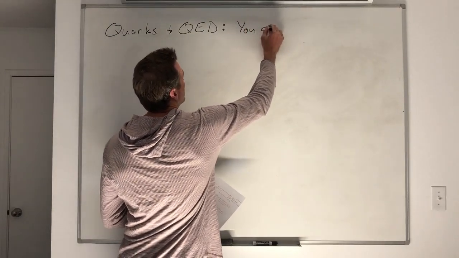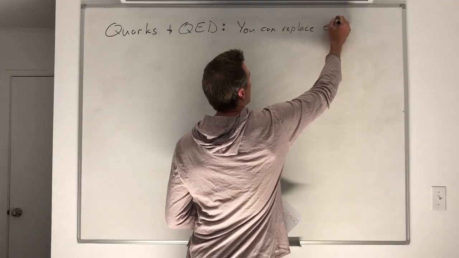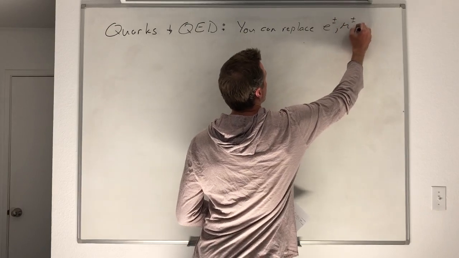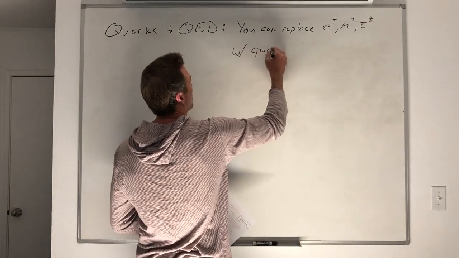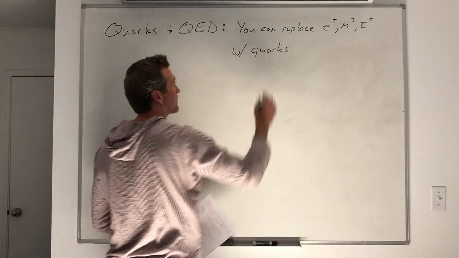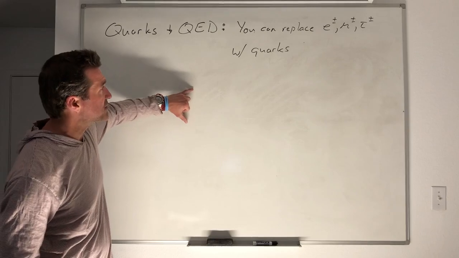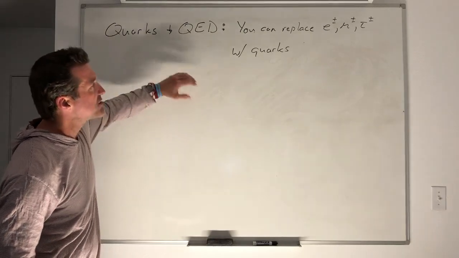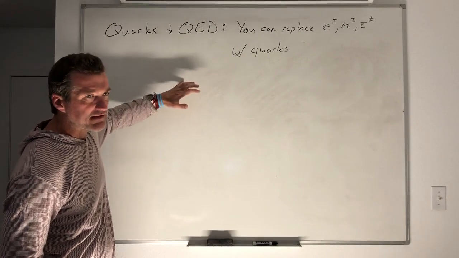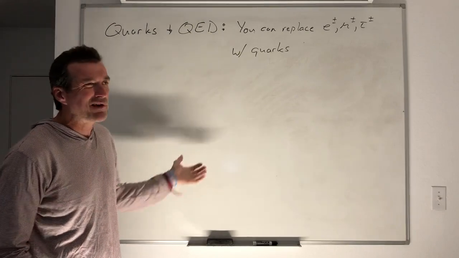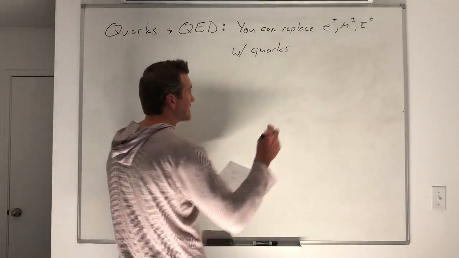You can replace any electrons or anti-electrons, muons or anti-muons or tauons with quarks. So literally, when you're drawing a diagram with a positively charged anti-electron and a positively charged anti-muon, you could replace that with a positively charged quark and a different positively charged quark, and calculating the QED amplitude for that is pretty much exactly the same.